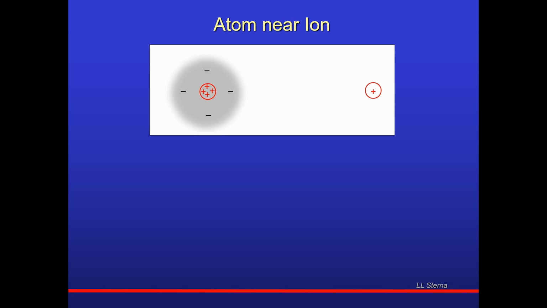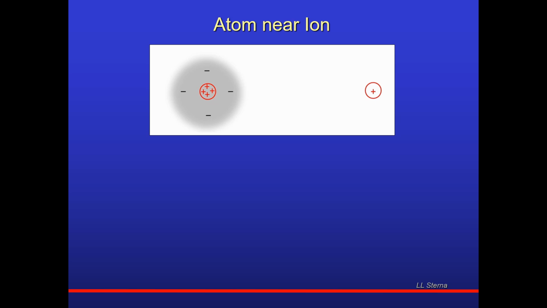Now let's look at another situation to illustrate the importance of the electron cloud. Imagine that we have an atom near an ion. So in this picture on the left, we have a neutral atom. There is the nucleus surrounded by the electron cloud. On the right-hand side, imagine we have a positive ion. Will it be attracted? Well, the electrons, which are negative, will be attracted to that positive charge. The nucleus, which is positive, will be repelled from it. Therefore, you would think, well, if the atom is neutral, those two things would cancel.